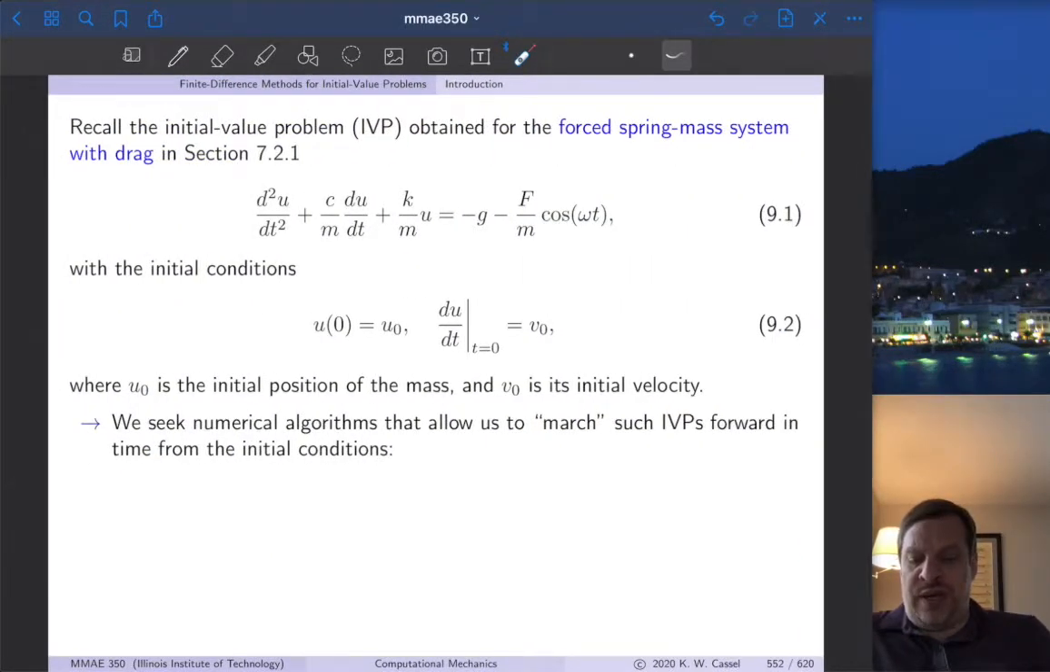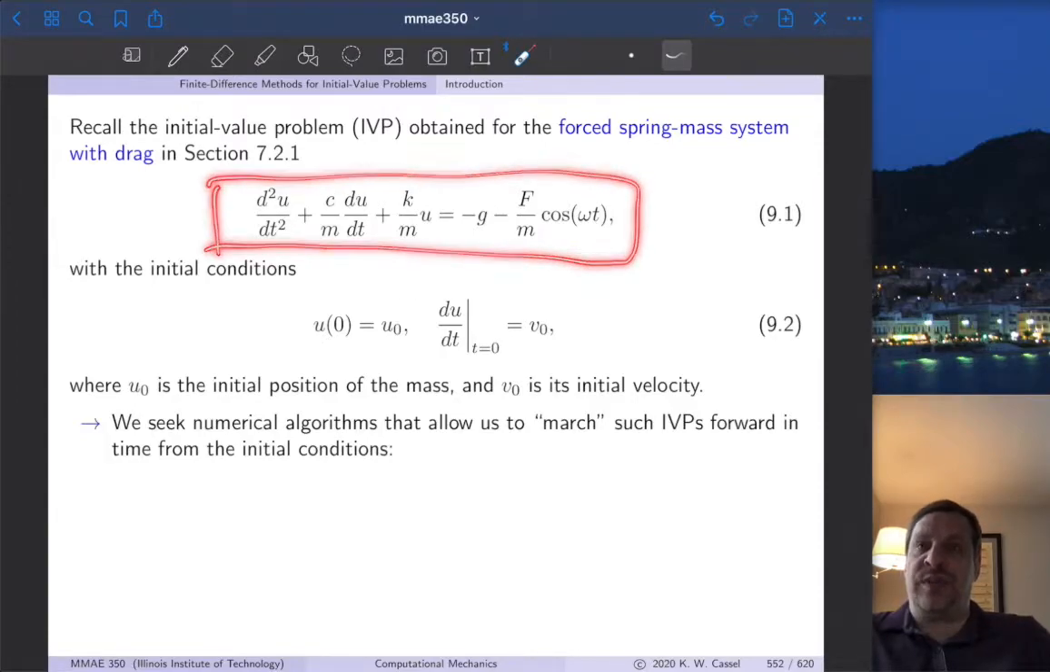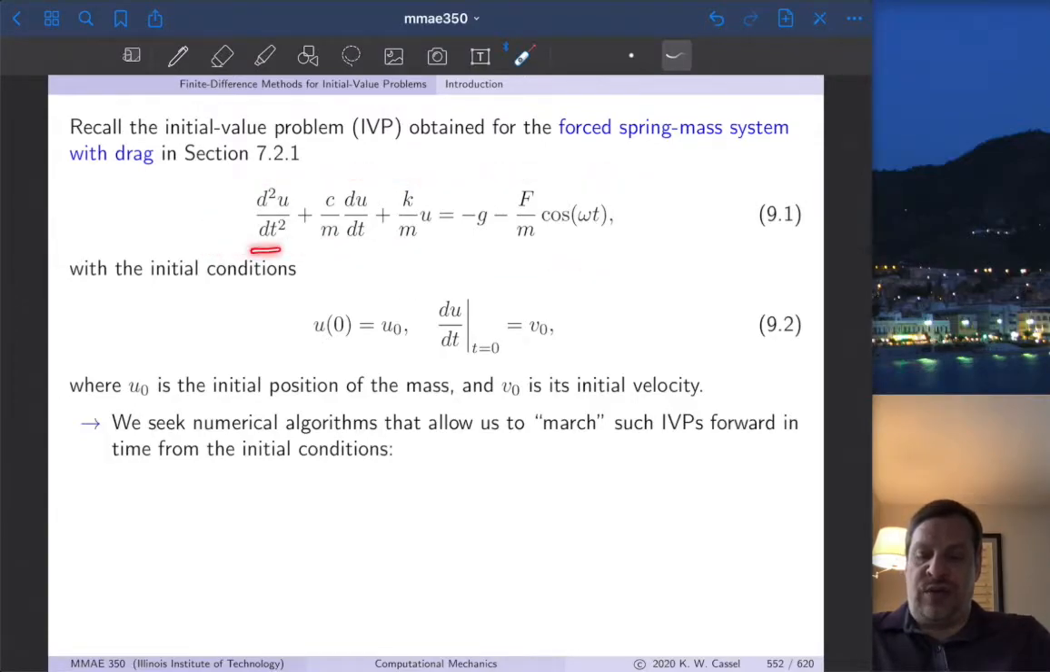If you remember back in section 7.2.1, we had the forced spring mass system with drag. We derived the equation. This was the one that we used to illustrate the numerical solution procedure. So we derived this equation from F equals ma, and we had a second order. So here's a second order derivative, first order derivative, second order ODE for the time evolution, basically the position of the mass as it went up and down.